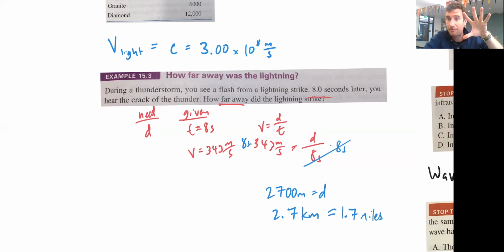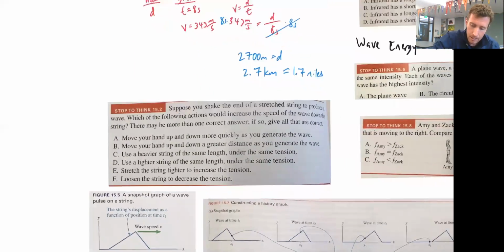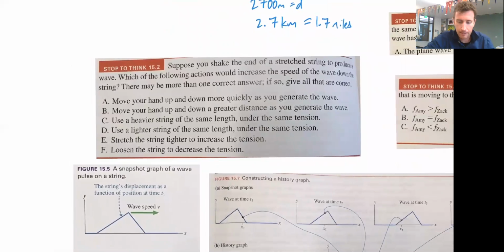So if you're seeing the lightning flash and then it takes a while and then you hear the thunder, it's far away. You don't need to worry about it. If you're seeing the lightning and hearing the thunder at the same time, it may have struck you. It's very, very close if they're coming at the same time, because light travels almost instantly and sound takes a lot longer.